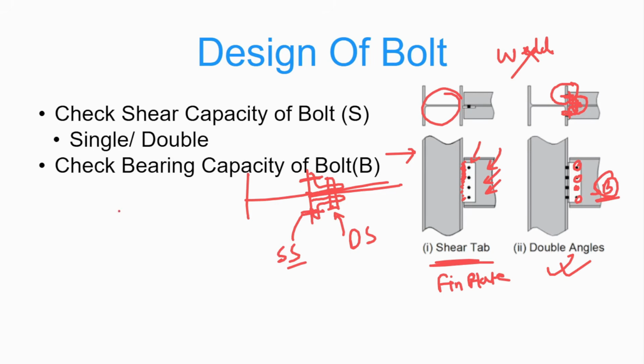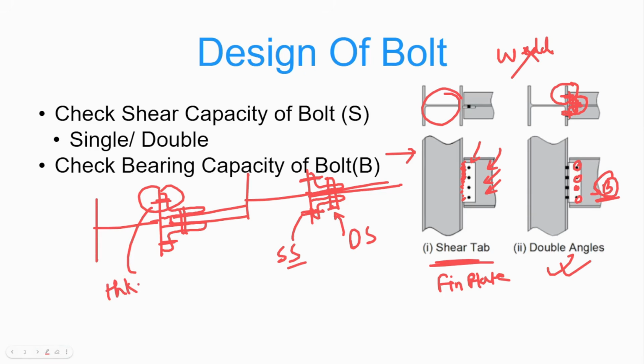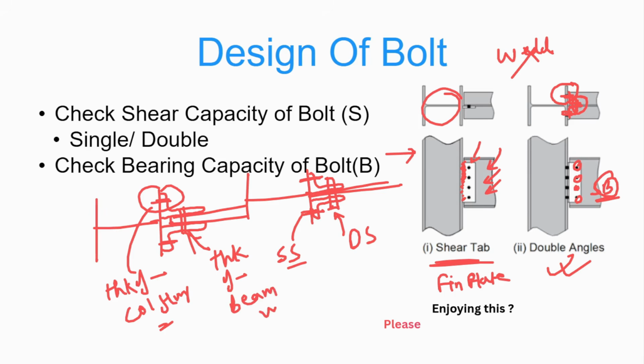Then we have to find out the bearing capacity. To find the bearing capacity, this is one angle, this is another angle, this is the beam. To calculate bearing capacity, here we have to take the thickness of the column flange. But for designing this bolt, we have to take the thickness of the beam web.